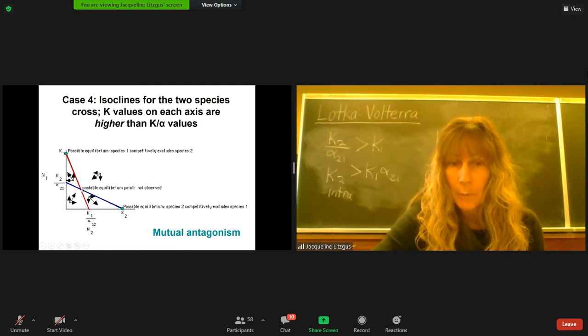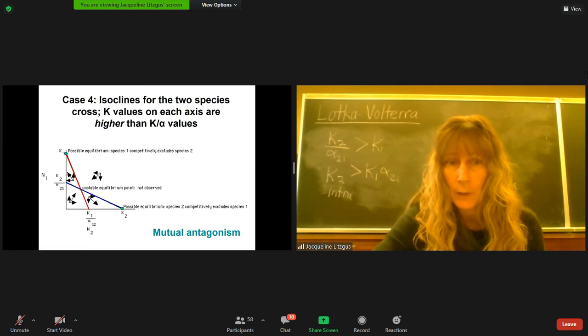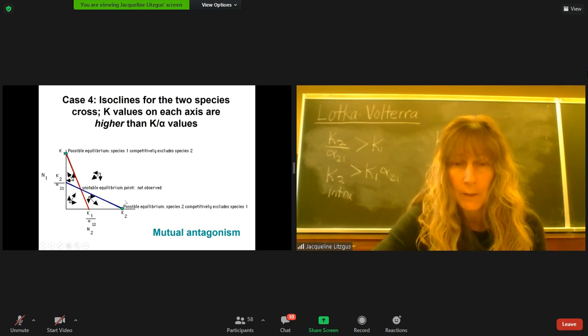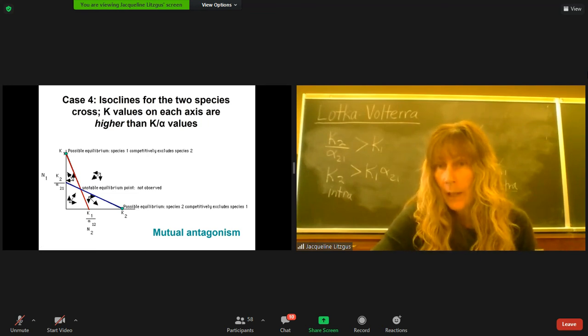Noting that this crossing point here is an unstable equilibrium. It doesn't exist, and so we don't pay attention to that one. So we have two possible outcomes. What ends up happening in the end is going to depend on the starting point.